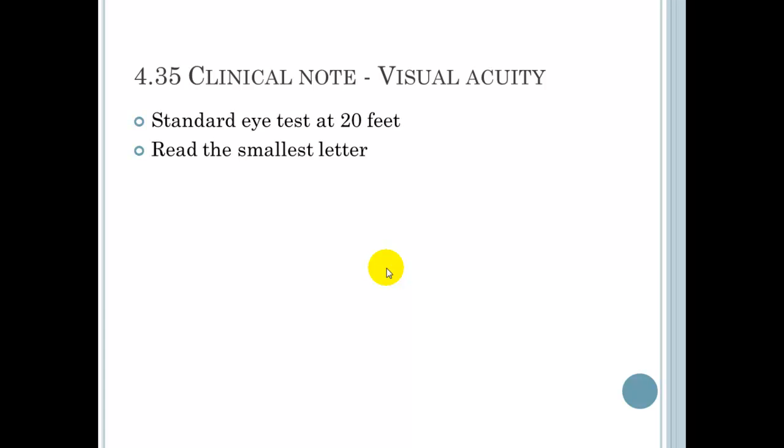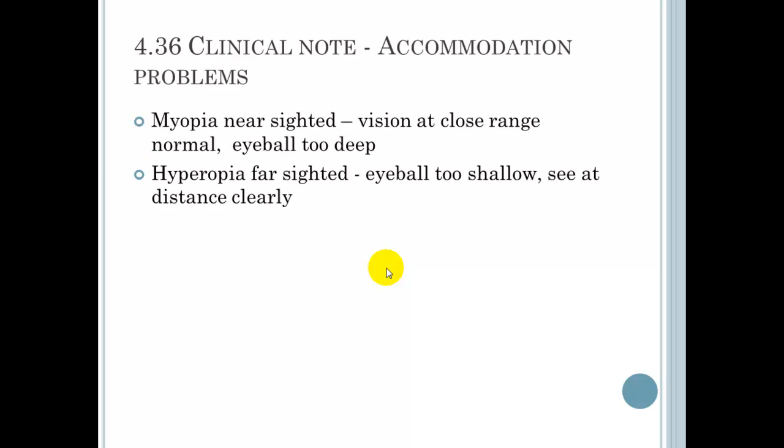Clinical note on visual acuity. A standard eye test is done at about 20 feet, and the point is to read the smallest letter. Variations include 20/15 and 20/10, which is really good vision. Most people who do not have good vision, 20/40, 20/50, and so on, cannot actually see the smallest letter, so they would have to see larger letters on the visual acuity test.